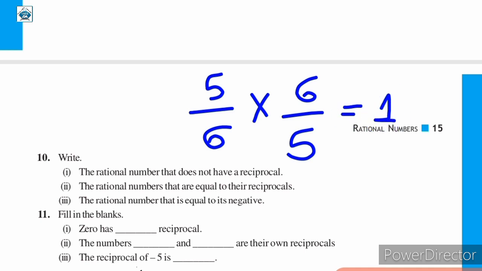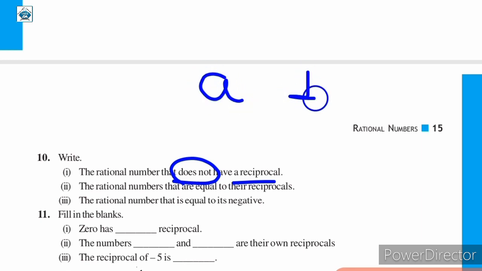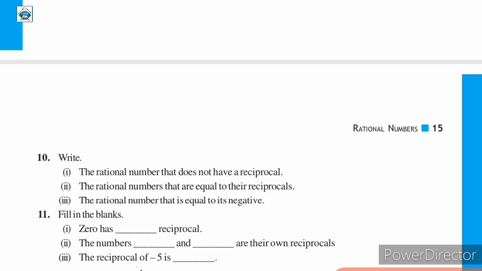So we are asked that we need to write a rational number that does not have a reciprocal. That means we cannot write that rational number, if it is a, as 1 by a. We need to find such a rational number. So all the rational numbers we know, be it 1 or some other rational number like 5 by 9, all of these have reciprocals.